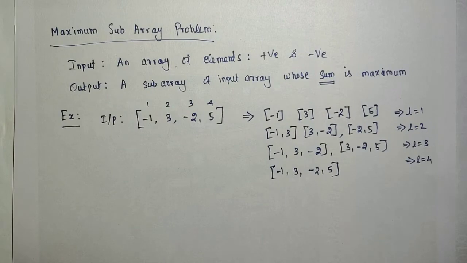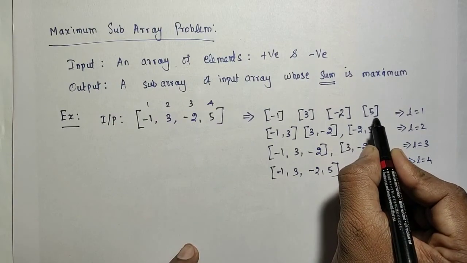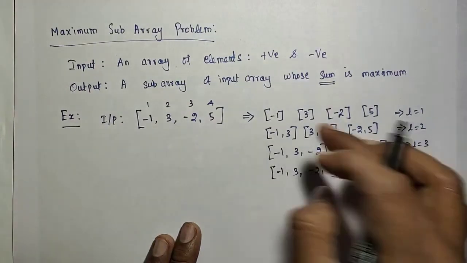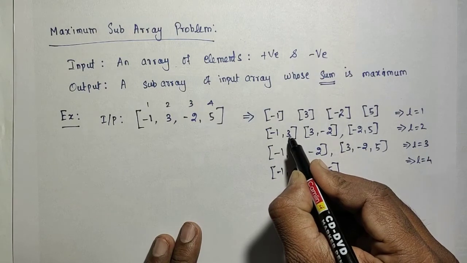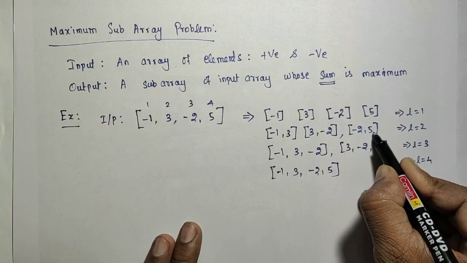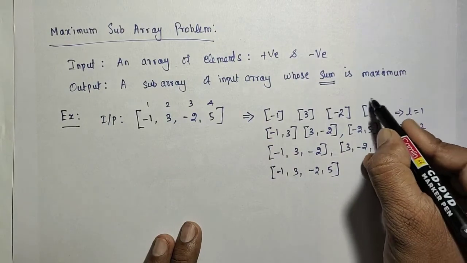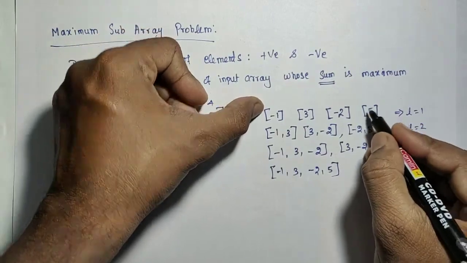Maximum subarray means the one whose sum of elements is the maximum. After finding all the subarrays, I need to find the sums. Among the single elements -1, 3, -2, 5, we can ignore the negative terms; 5 is the maximum. Here -1 plus 3 is 2, 3 minus 2 is 1, and -2 plus 5 is 3. Among these, 3 is the maximum, but we already have 5. So after checking these subarrays, 5 is the maximum one.